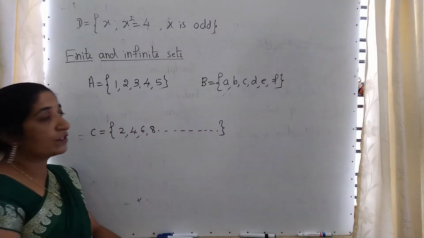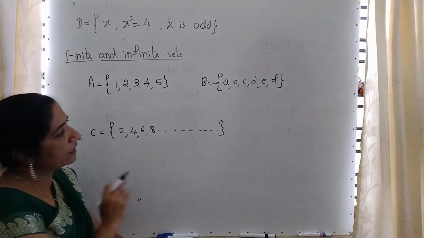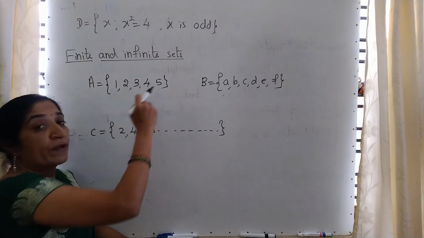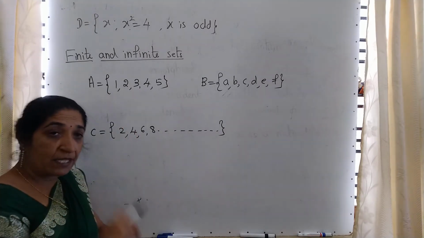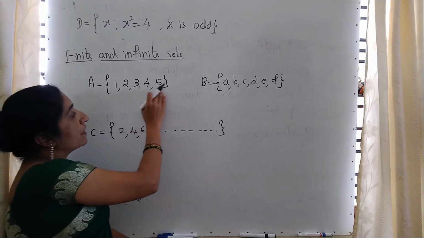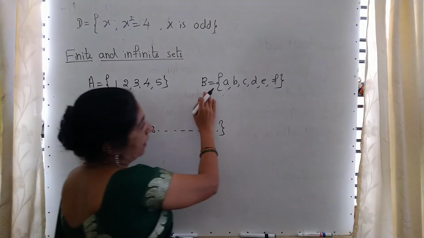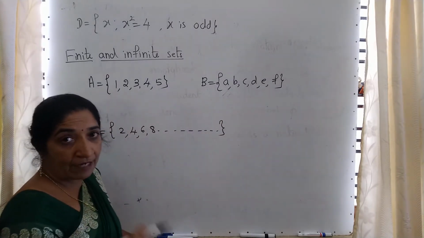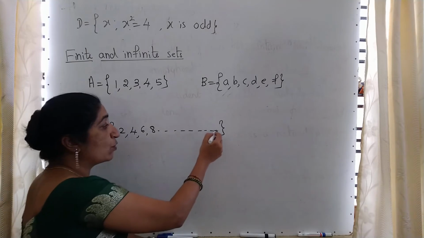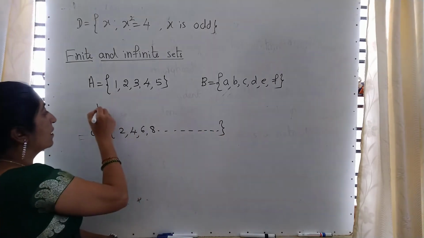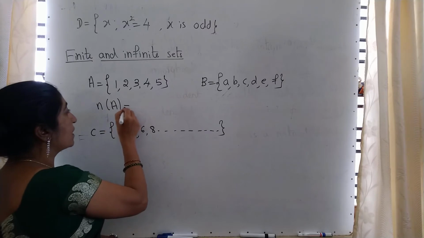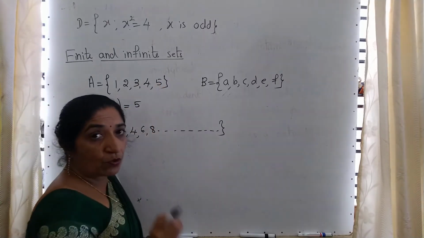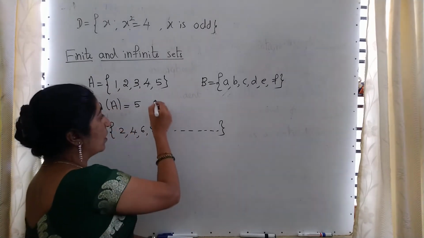First I will leave these examples to the students. In these three examples, what are you observing? In the first one, you can count how many elements there are. How many elements are there in the first set? There are 5. In the second set there are 6. Here n of A tells you how many elements. If it is possible to count, or you know the end one, it is called a finite set.